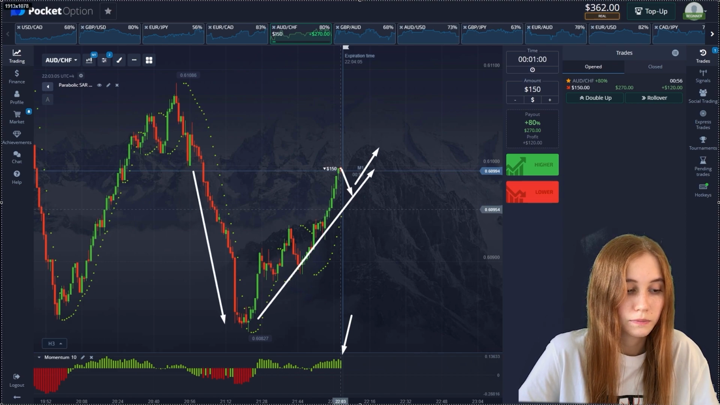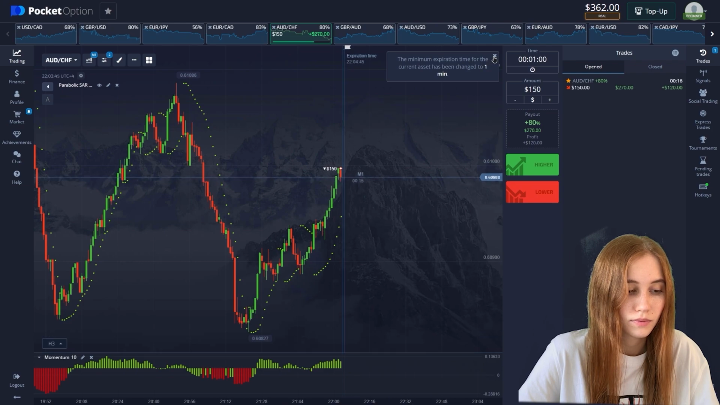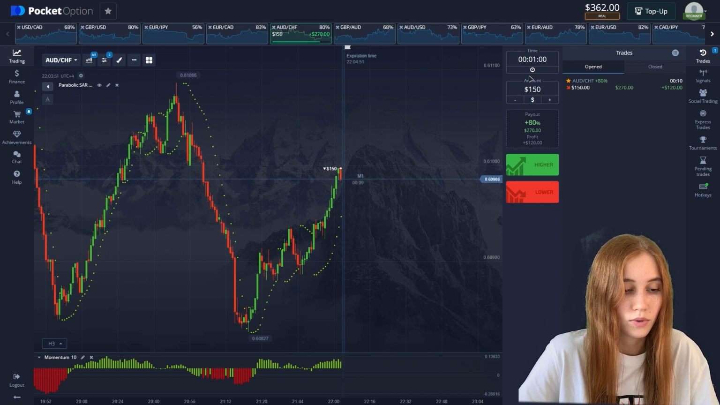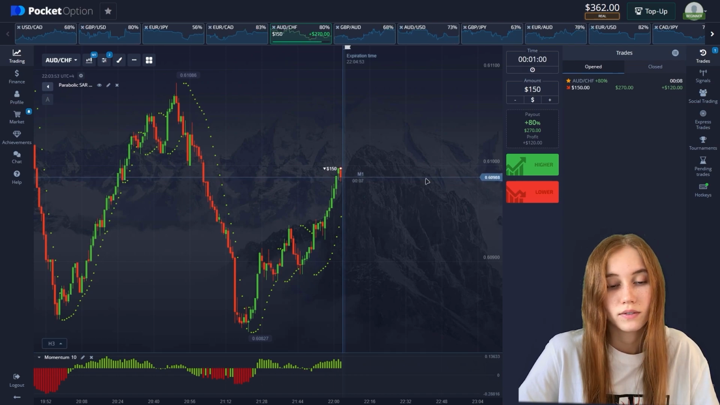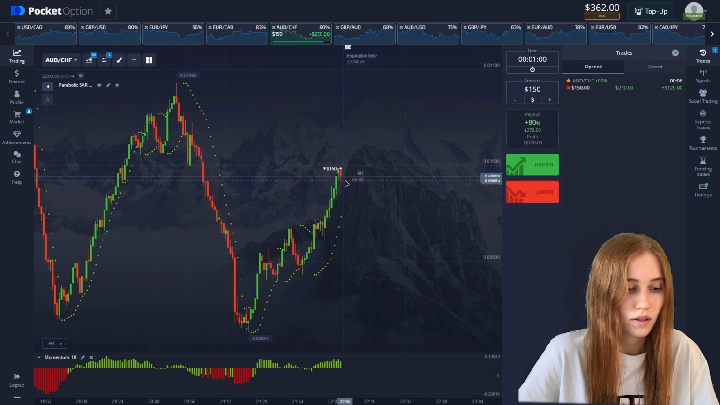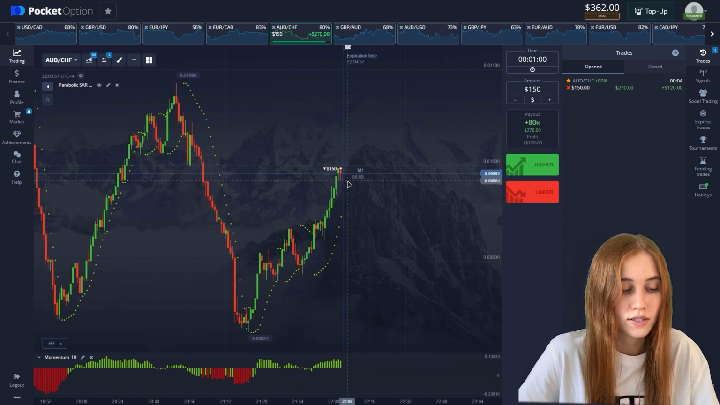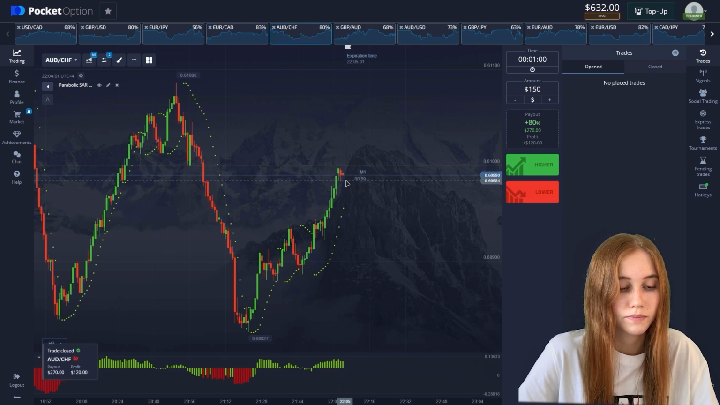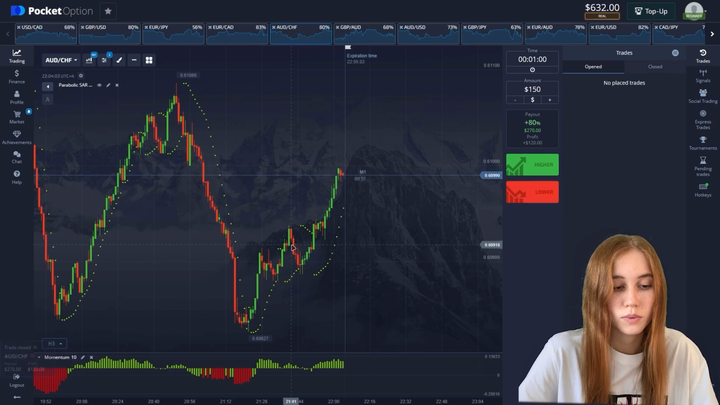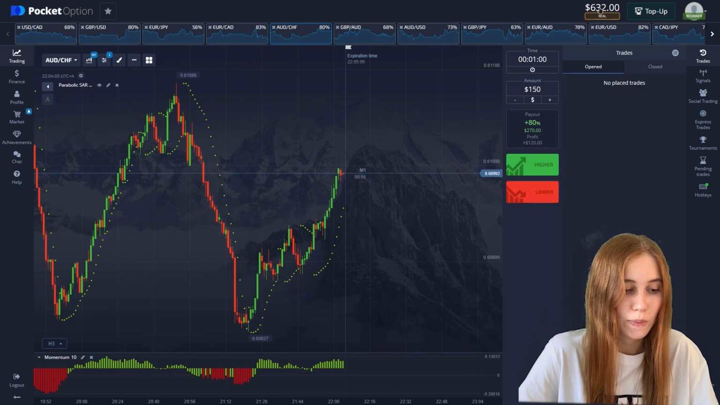Let's get a look. $150. 8 seconds left. Yeah, we see decreasing. That's good. Plus deal. Profit is $120. The balance is $632.